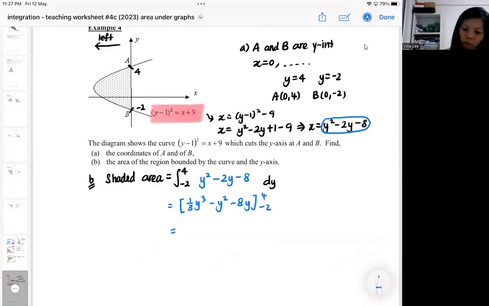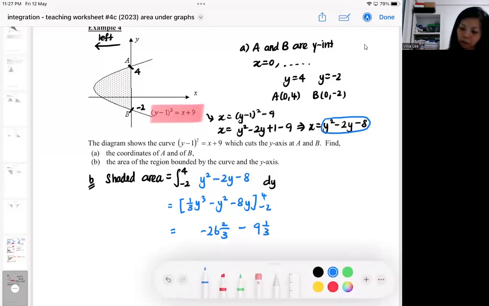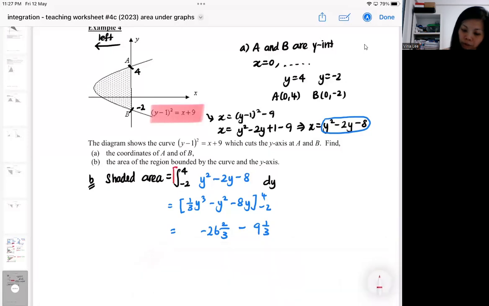We don't forget, we are expecting to get a negative answer. If you take a look, top minus bottom, you are actually getting a negative answer. So to counter the negative, I'm going to put a negative outside. So eventually I'll get a positive answer.